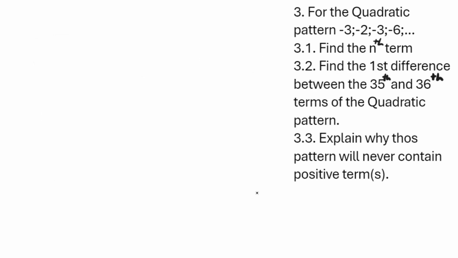Okay, and so question number 3 says, for the quadratic pattern minus 3, minus 2, minus 3, minus 6, and so on, find the nth term of this sequence. Okay, so we want to find our a, b, and c first. So we just rewrite it as it is: minus 3, minus 2, minus 3, minus 6, and so on.